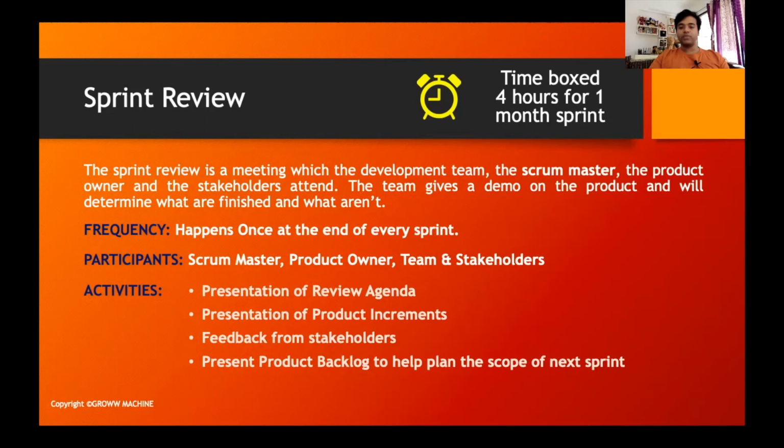So, presentation of the review agenda, and presentation of the product increments: what product is happening, what product is developed. Okay. We take feedback from stakeholders, and we also present the product backlog. This is not a planning meeting, so we do not discuss the plan for the next sprint, but yes, we do present the product backlog to understand which are the priority items and which need to be discussed as part of the next sprint planning. So this is where we have a short discussion on the items which are to be given priority in terms of the next sprint planning.